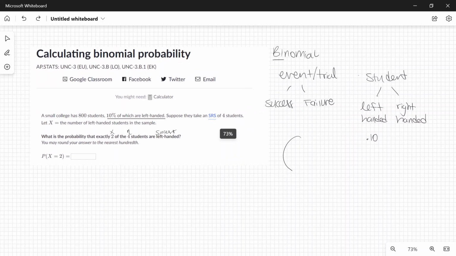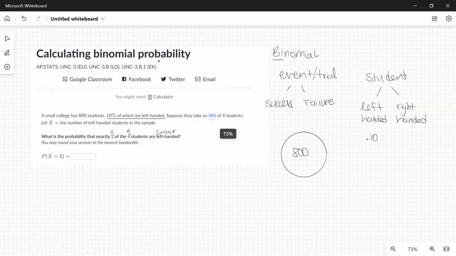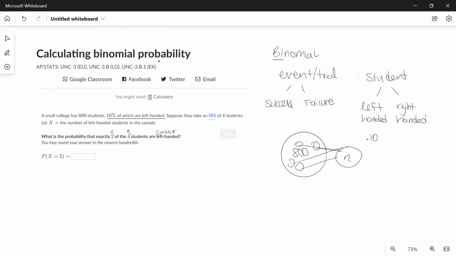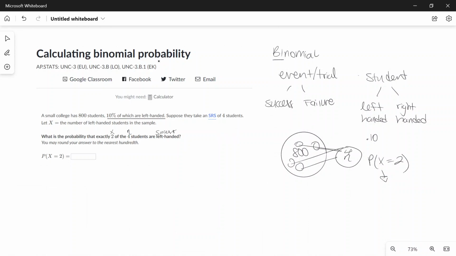Let me draw a picture. You have 800 college students, and let's say you take a random sample of 4 students. That's your sample size, n. These are 4 students now. And from that sample, they basically want to know, out of those 4 students, what is the probability that x is equal to 2, x being the number of students who are left-handed. So it's basically the number of successes that we're looking for.